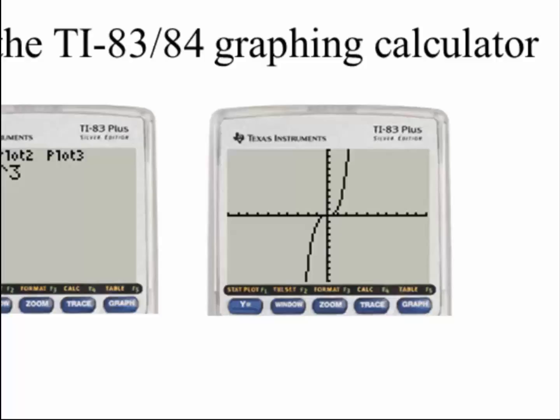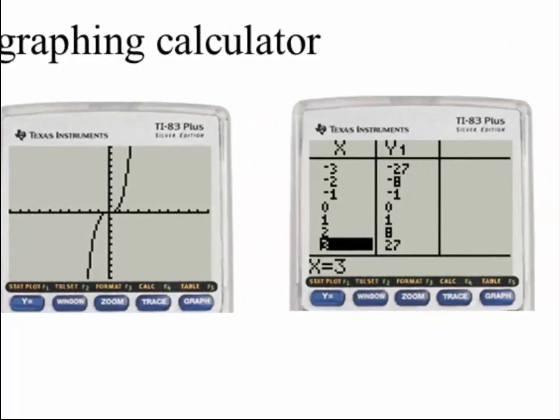To look at the table, we hit second and graph, which is table, and this is the same table that we did by hand.